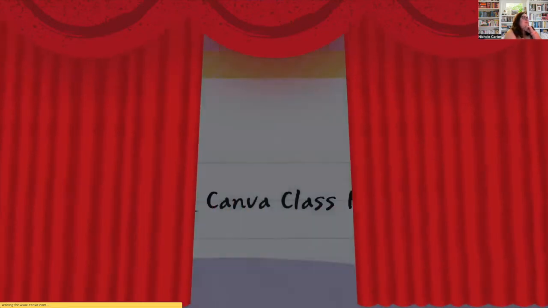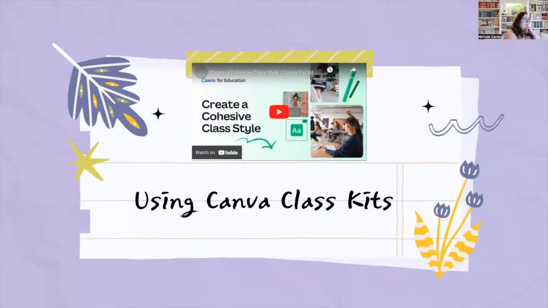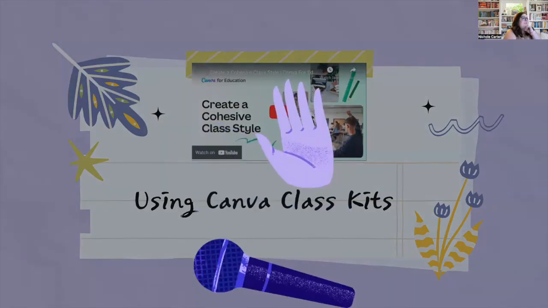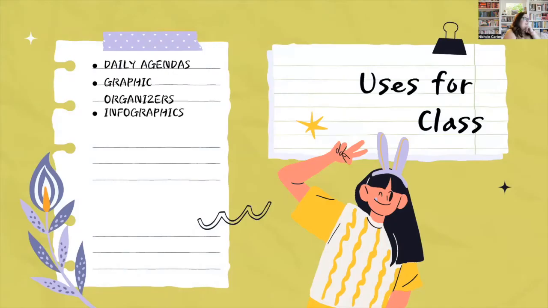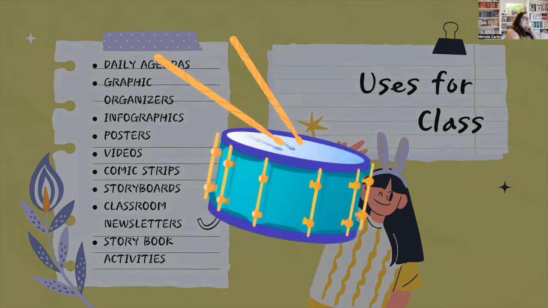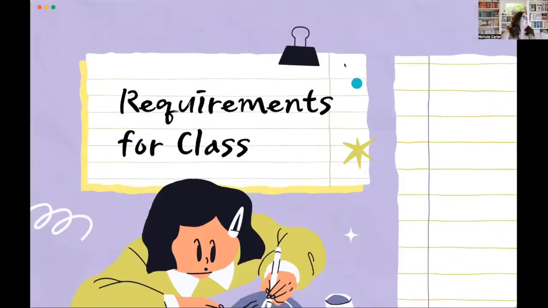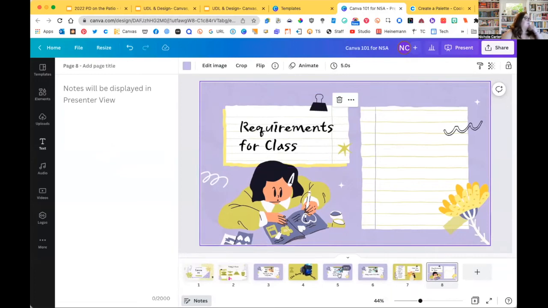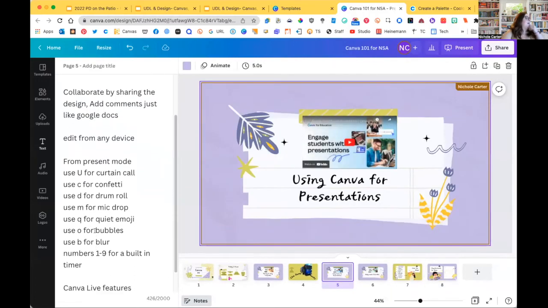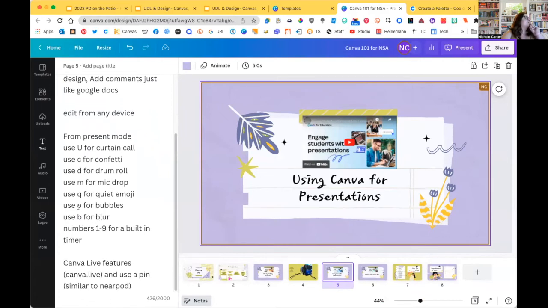I just hit the U button and it gave me this curtain call feature. Or the M, I think, yeah, mic drop, which is awesome. The D is a drum roll, which can be very loud. And there's obviously more within their features. You can add bubbles, you can do a quiet emoji to tell kids to slow down or to be quiet. You can use B for blurring the content when you want them focusing on you and not what's up behind you.